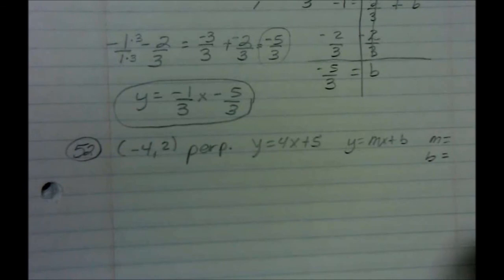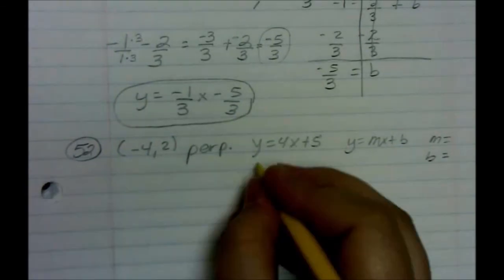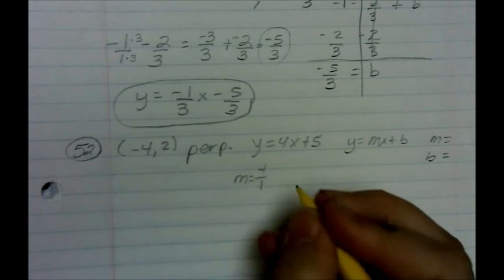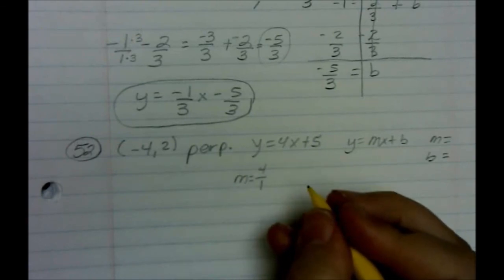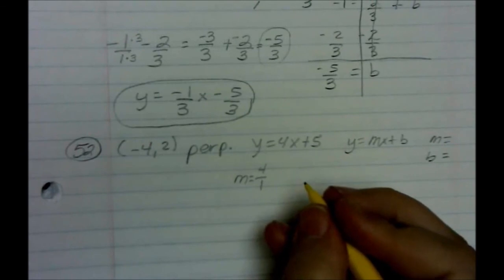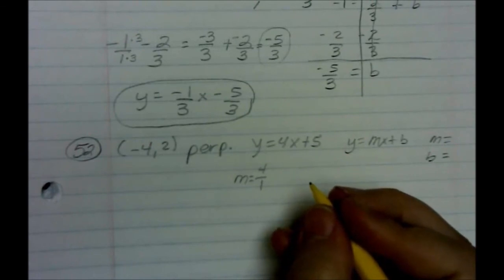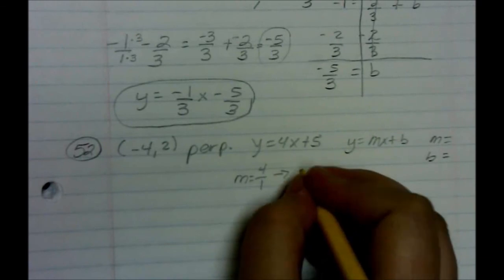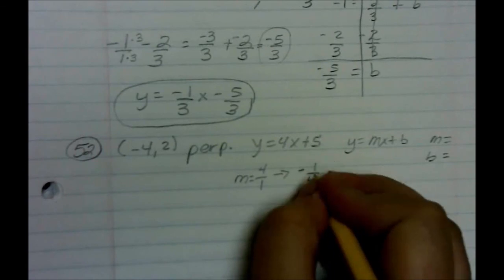So the slope of this line is 4 over 1. So if my line is perpendicular to that, I know it's going to be an opposite reciprocal. So the opposite of positive 4 over 1 is going to be a negative, and then the reciprocal will be 1/4. So my slope is negative 1/4.